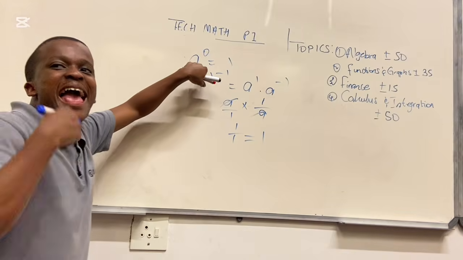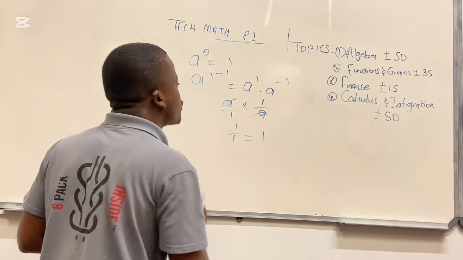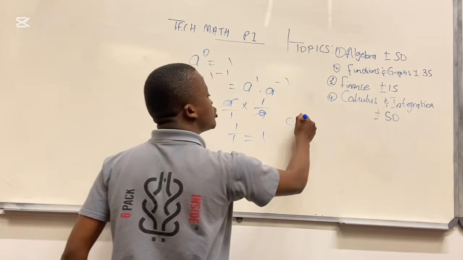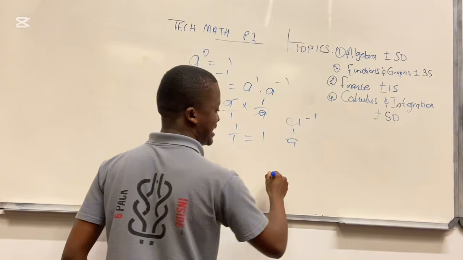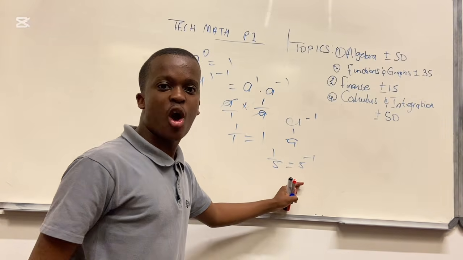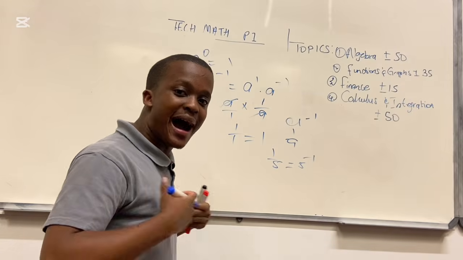That's why we say a to the power of 0 is equal to 1. I proved that using one of the properties of exponents, because a to the power of negative 1 is 1 over a. If I have 1 over 5, this is 5 to the power of negative 1. It's very, very important to know these things, guys. Know these things by heart.